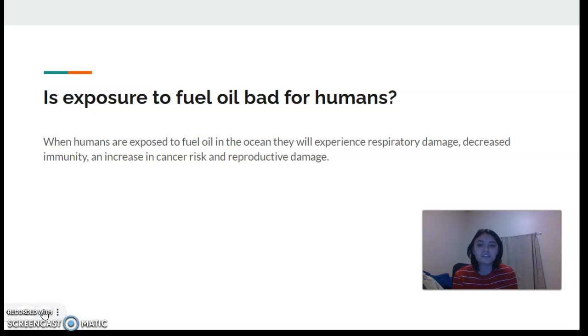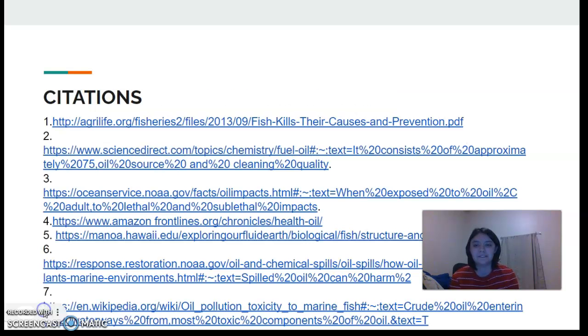So, is exposure to fuel bad for humans as well? Not only is it bad for fish, but since we're around the ocean and around the beach, we now need to raise a concern for us humans too. When humans are exposed to fuel oil in the ocean, they will experience respiratory damage, decreased immunity, and an increase in cancer risks and reproductive damage.